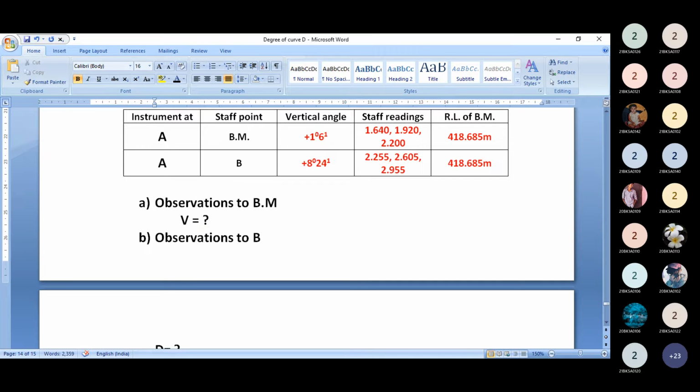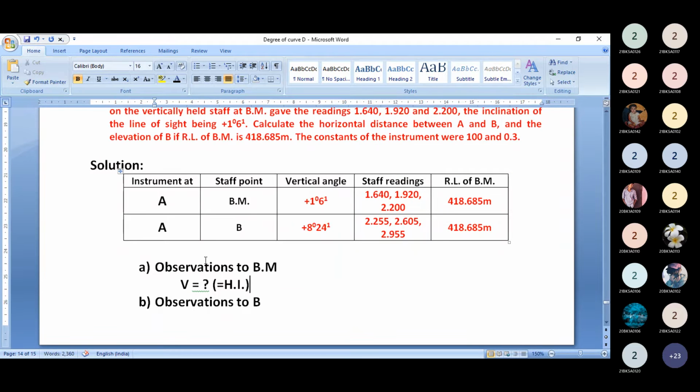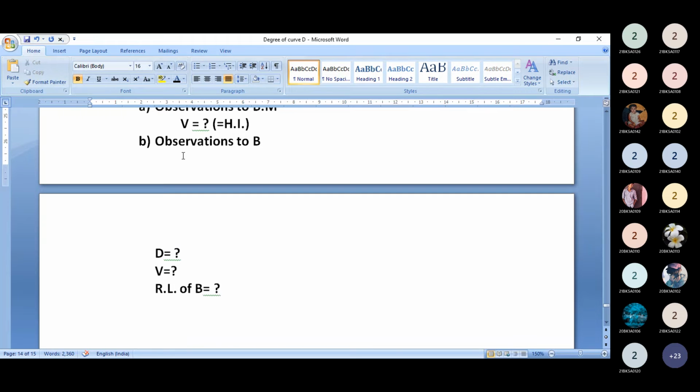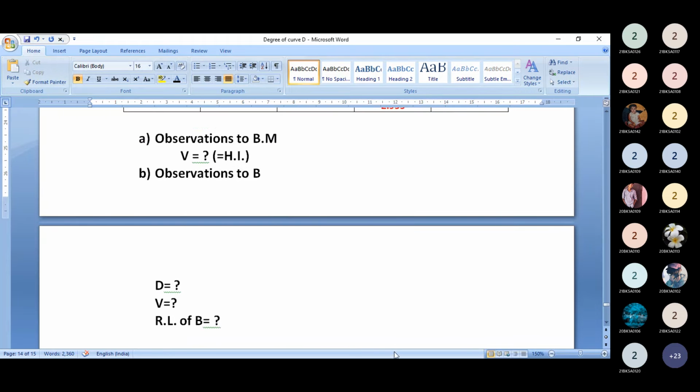Understand now? So the V value will be the height of the instrument, HI. Understand? So this is the thing given here. These are the values we have to calculate. You can calculate before the next class. In the next class I will explain this same problem.